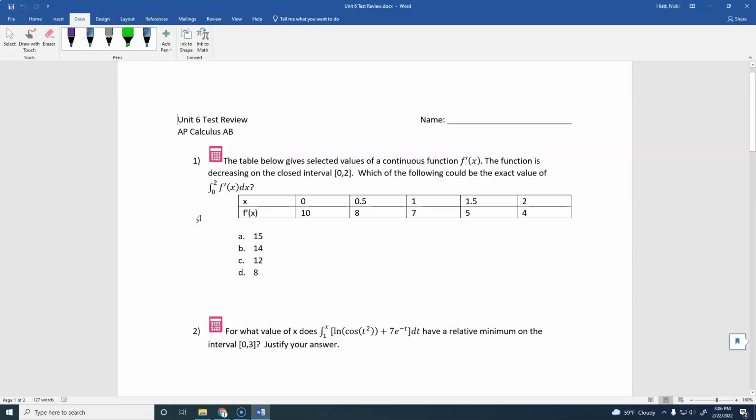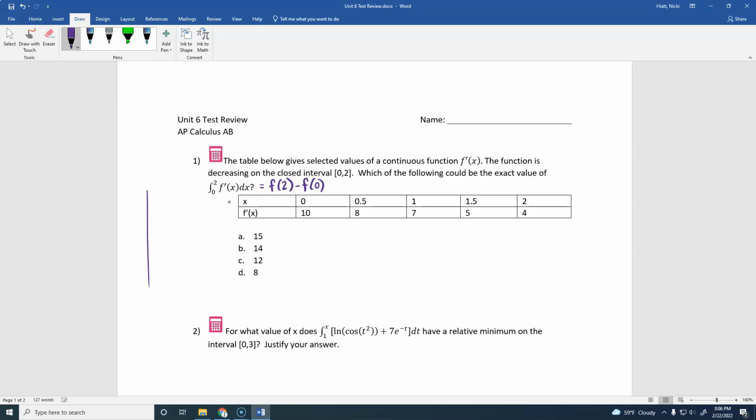If we had f of x, it would be f of 2 minus f of 0, but do we have f? No. So this is the area underneath the curve. The only thing you can do here is an approximation. We can do left Riemann, right Riemann, trapezoidal, or midpoint, although midpoint would not be a good idea here.